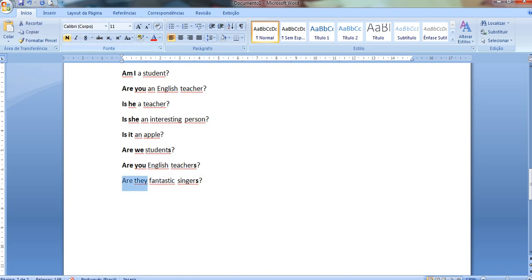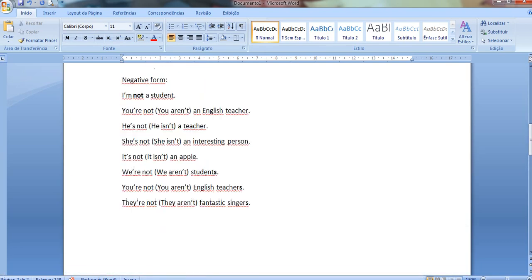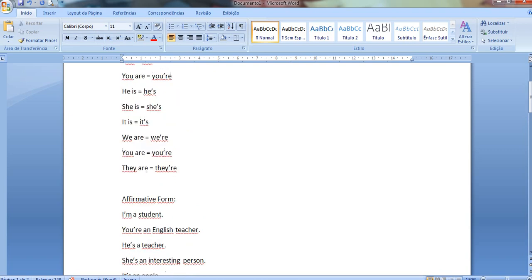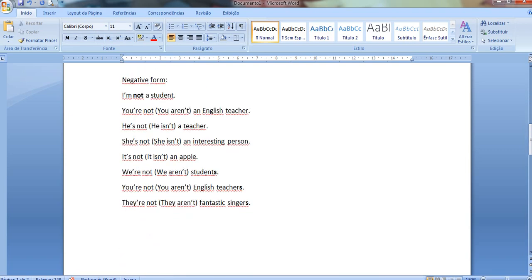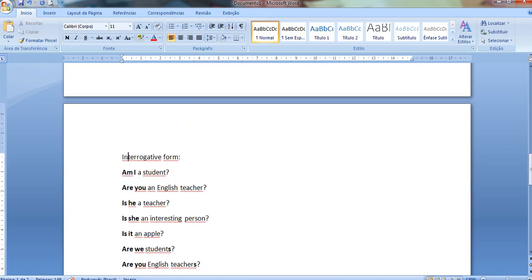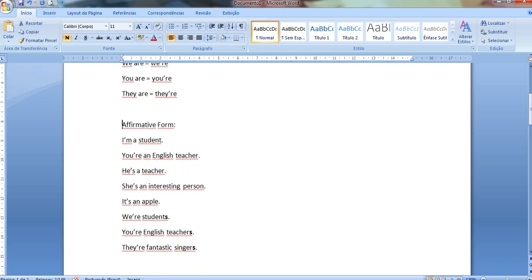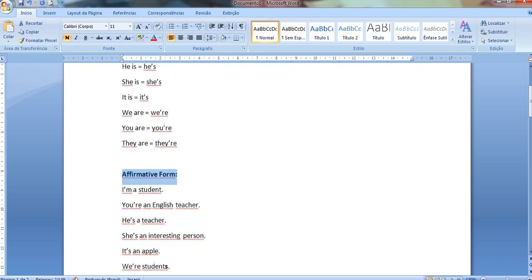Here they are. The examples use singular forms, plural forms, affirmative form, negative form, interrogative forms. Okay, all using the verb be in present simple.